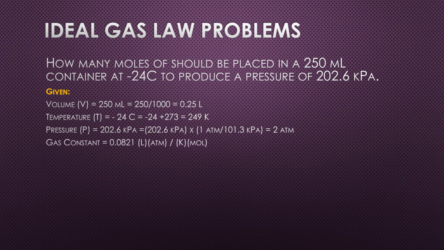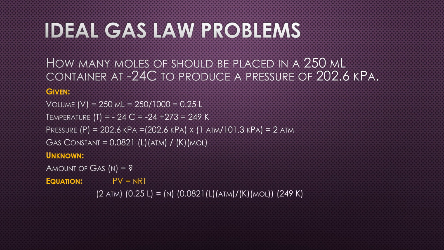The next thing that we know from theory is the gas constant, R, that's 0.0821 liter atmosphere divided by Kelvin mole. What is unknown? We are trying to find the amount of this gas, the number of moles. So the equation that we can use is the ideal gas law, PV equals nRT. All we do is plug in the numbers first.